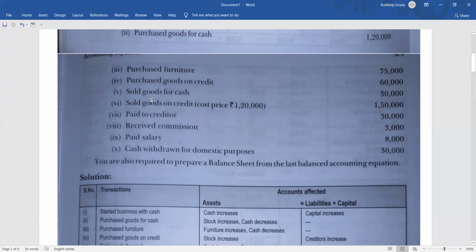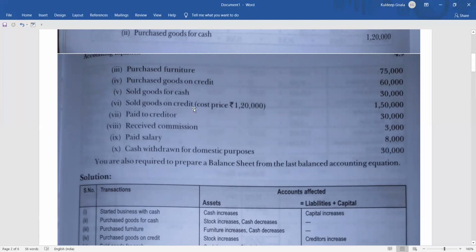After that we have sold goods on credit. We are selling goods on credit. The cost price was 1,20,000 and we are selling at 1,50,000, right? सामान का दाम था 1,20,000 रुपए, बेचा 1,50,000 में, तो 30,000 प्रॉफिट हुआ ना। तो प्रॉफिट होने से क्या बोला था, इनकम होने से कैपिटल में प्लस होगा। कितना इनकम हुआ, 30,000, तो 30,000 कैपिटल में प्लस हो जाएगा। और किस में बेचा, उधार में। So debtors will be there, right?